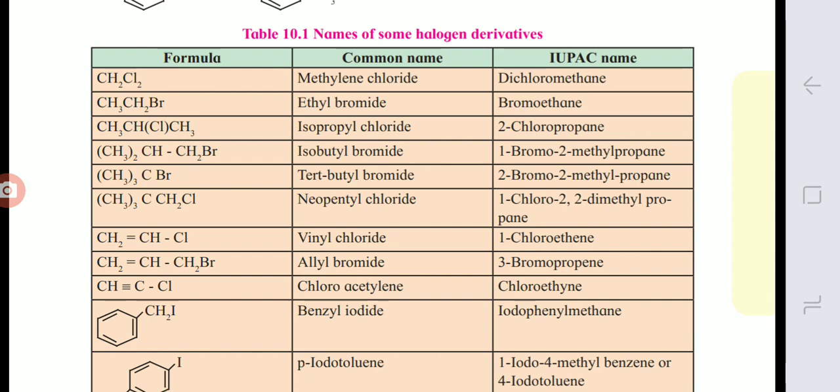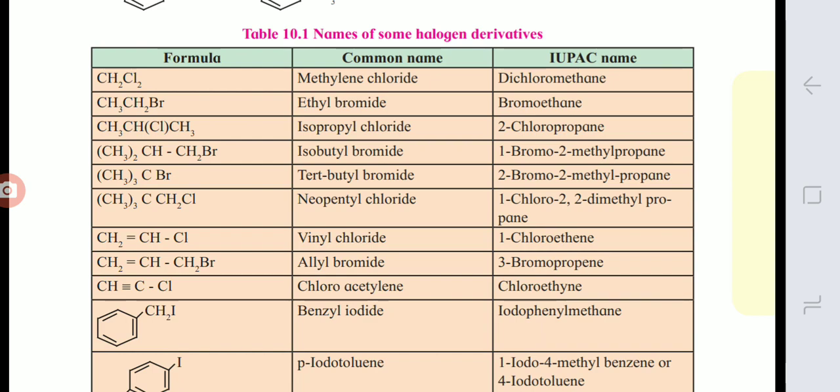Now we will check the IUPAC name also. So here is a 1 carbon alkane, so the parent compound is methane, and we replace the 2 hydrogen atoms of methane by 2 halogens, so dichloromethane is the IUPAC name.